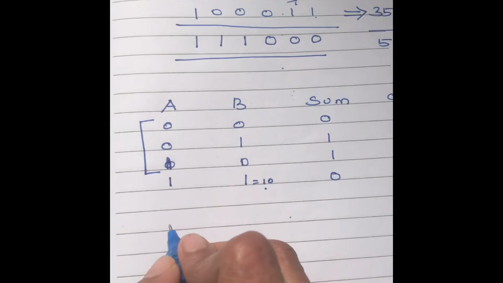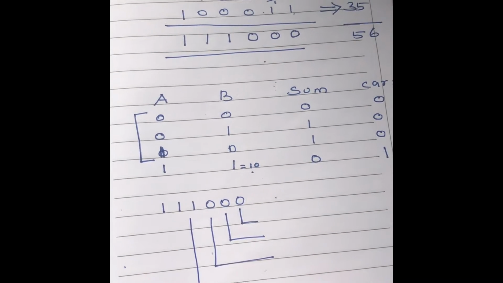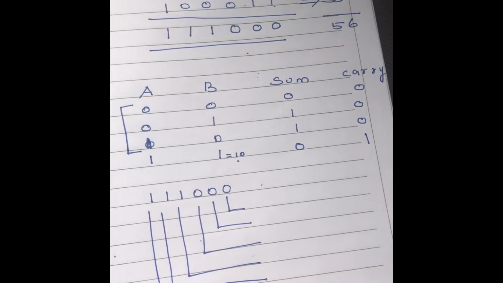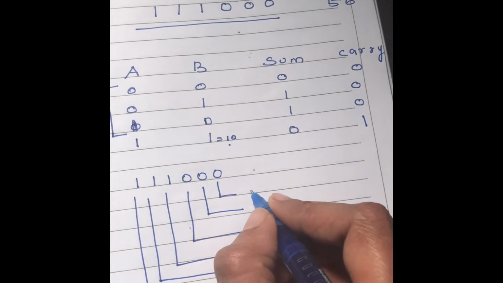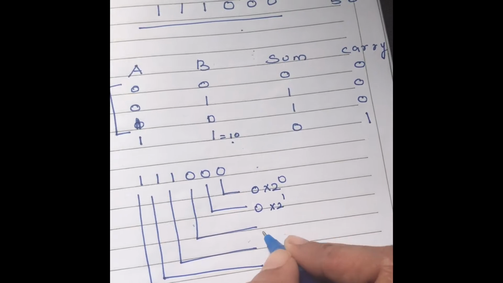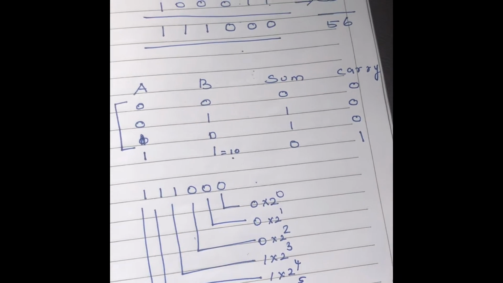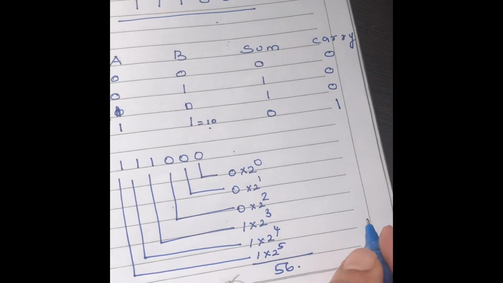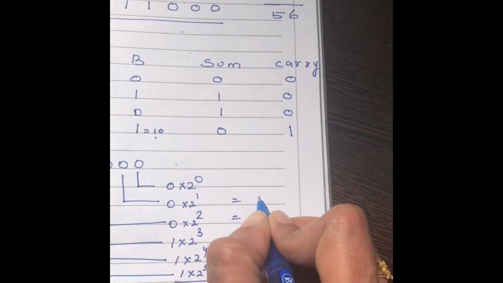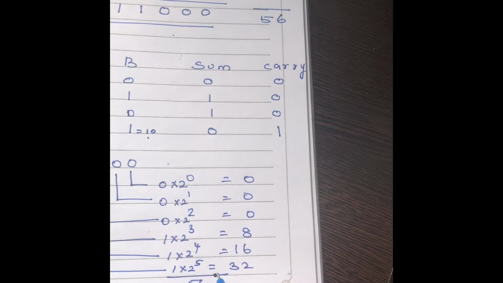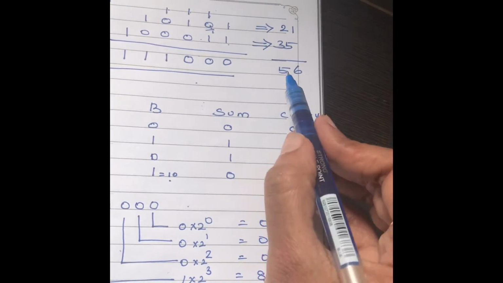So if we convert this 111000, we will get an equivalent decimal value of 56. I think you know this conversion: 0 into 2 power 0, 0 into 2 power 1, 0 into 2 power 2, 1 into 2 power 3, 1 into 2 power 4, 1 into 2 power 5. This will be 32, this will be 16, this will be 8, this is 0 0 0. So altogether when you add up, 8 plus 16 is 24, plus 32, 56. So this is the value we need.